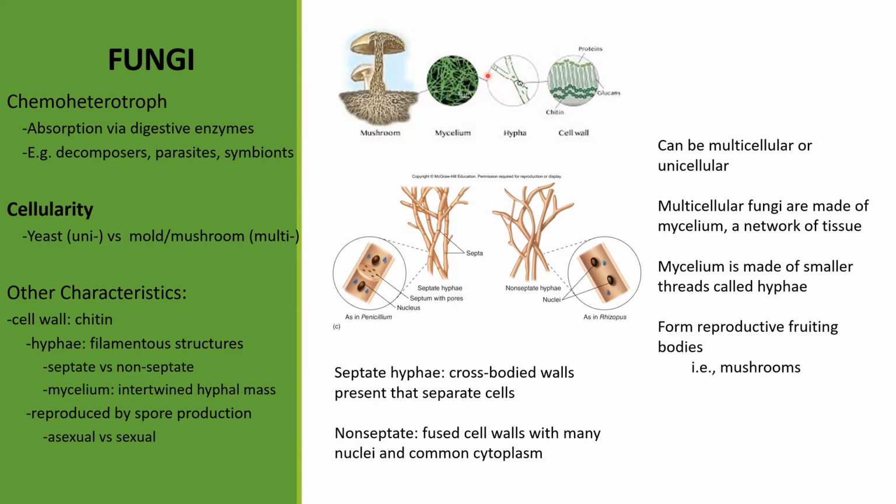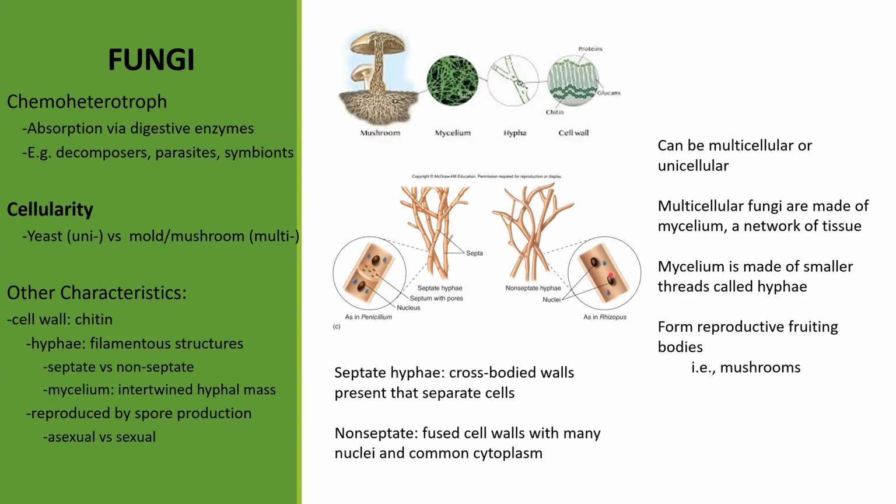So there can be two forms of hyphae. You can have the septate or non-septate. So here the septate hyphae has these cross-walls. It's shown here, here, and here. And they are going to separate these cells. An example of this would be Penicillium. And then an example of non-septate hyphae.